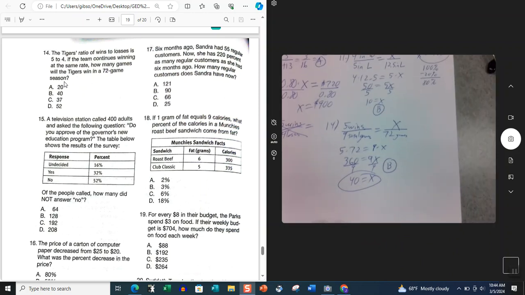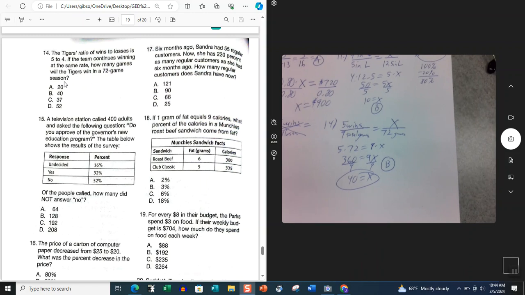So this was a little different because they gave us the total amount. So we had to find our total amount first. Then we could go ahead with the proportion. So now 15, a television station called 400 adults and asked the following question. Do you approve of the governor's new education program? The table below shows the results of the survey. Of the people called, how many did not answer no? They said did not answer no.